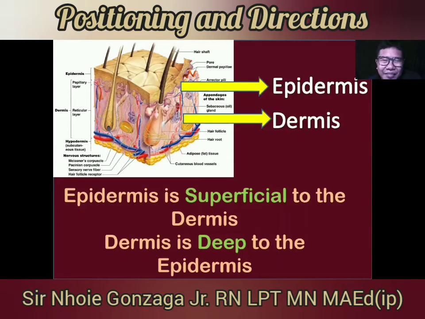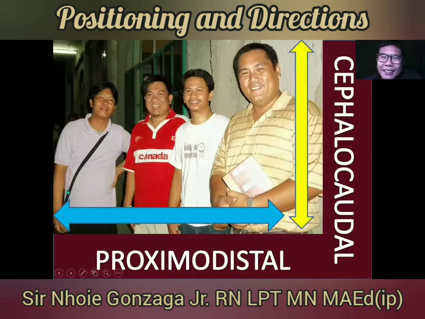Next. Okay, so this is another example of superficial and deep. When you say superficial, it's just skin level. When you say deep, it's below the skin level. Now, when you're describing a person from head to toe, you call that cephalocaudal. When you're describing the person from one hand to another hand, or from one side to another side, that is proximodistal.